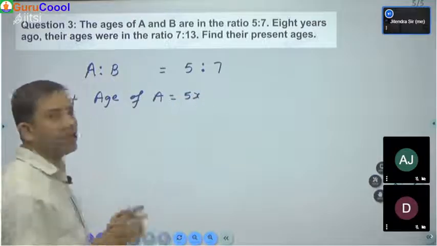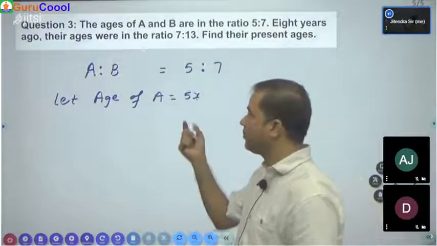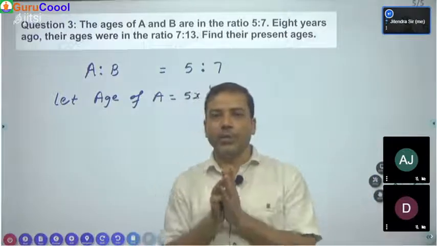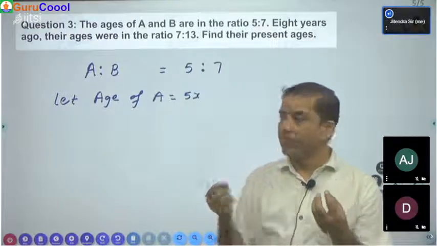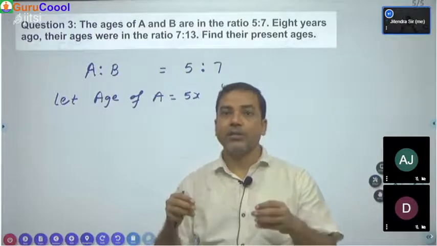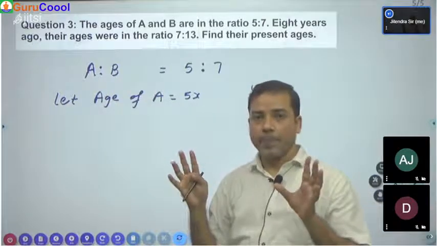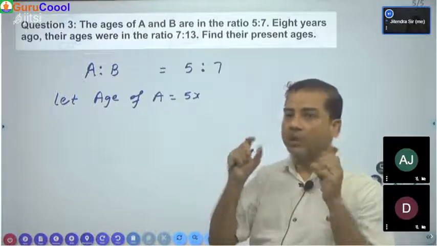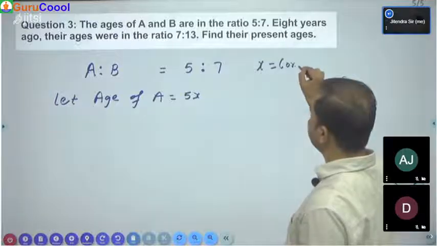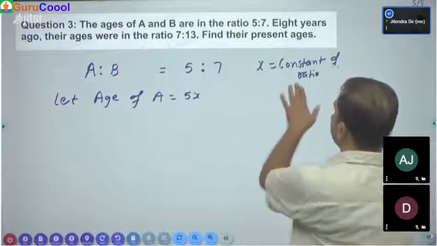Means we have to find the constant of proportionality. Suppose the constant of proportionality is x. If we don't know the constant of proportionality, we don't know the exact ages. The ratio of the ages is given, but what is the exact age of A and of B? We don't know. So we have to consider a constant of ratio. I am considering x for the constant of ratio, or you can say the constant of proportionality.